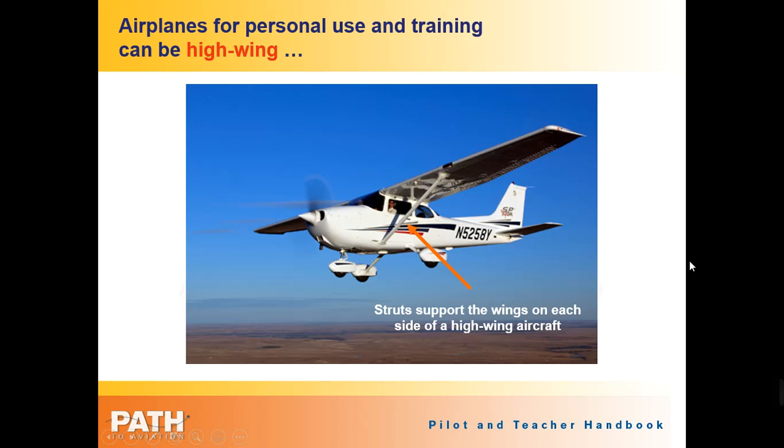First is we have airplanes for personal use and training can be high wing. Okay, remember matong giingon nga high wing, mid wing, ug low wing. Okay, so kung walang ginagmay nga aeroplano, mga Cessna, ganon, it usually uses high wings lang. Itong ganito. So struts support the wings on each side of high wing aircraft. Siyempre, there is still a safety, what do you call this? Kanang part of the airplane.